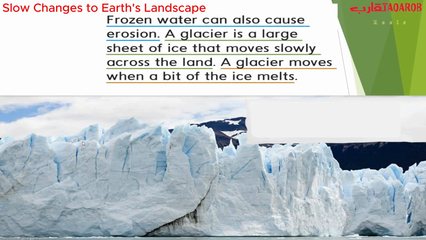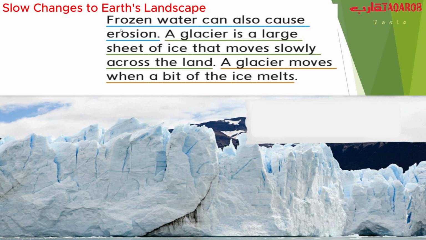Now let's move on. What do you see here, grade 2? You have to answer. Yes, remember what this is? Yes, great job. A glacier. What is the meaning of glacier? A glacier is a large sheet of ice that moves slowly across the land. It moves very slowly and we cannot notice it. It takes a long time because it's a slow change.